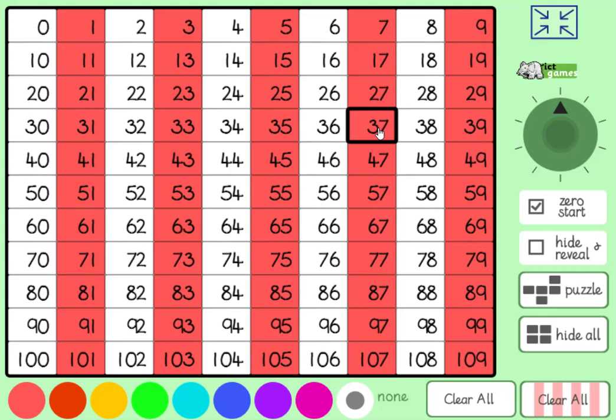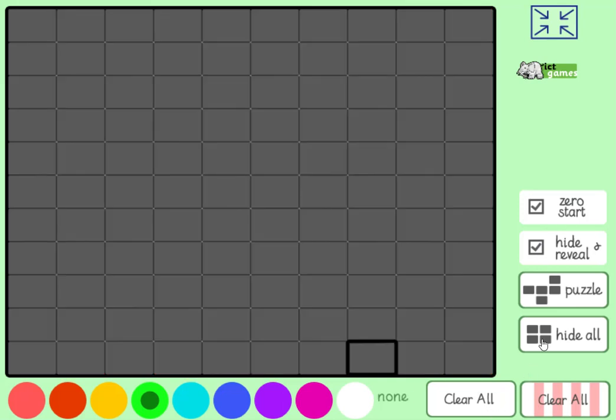And this time we're going to count on in tens. Okay, and let me just put some colour in here, shall we? Let's have some colour, we might as well. So we're starting at 37, counting in tens: 37, 47, 57, 67, 77, 87, 97, 107. Right, I'm going to do that again, but this time it's all going to be hidden. Hang on, I just need to remember how to do that. Hide it all, there we go.